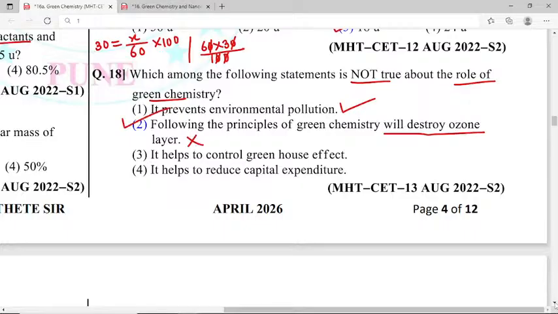So this is your answer. Not true. It helps to control the greenhouse effect. Yes, correct. It helps to reduce the capital expenditure. Yes, correct. Very easy question and very, very important.